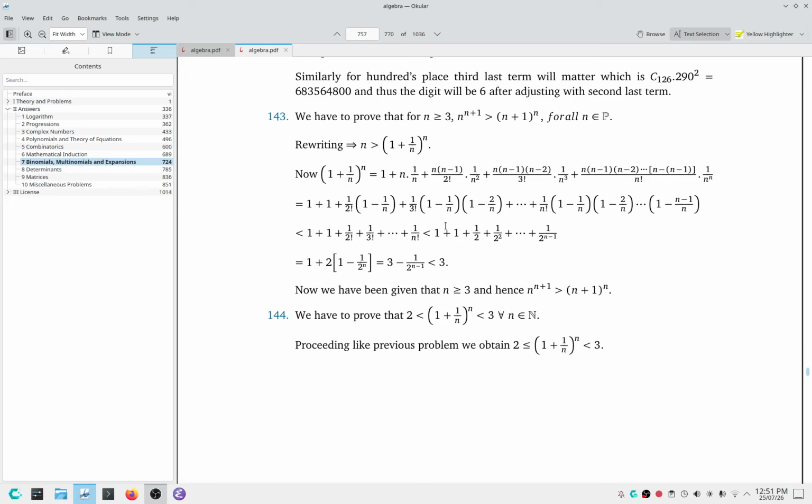So it is not a simple problem, because we have to figure out a lot on this problem, that this expansion is less than this, and this expansion is less than this.